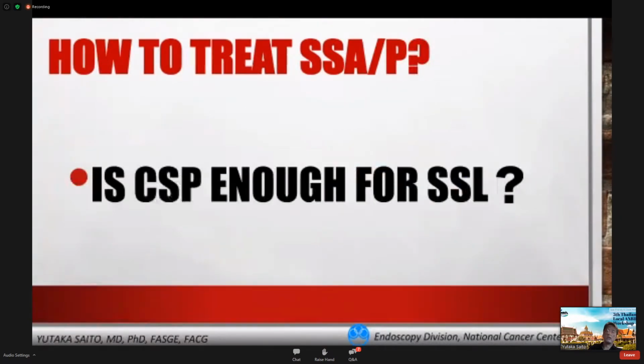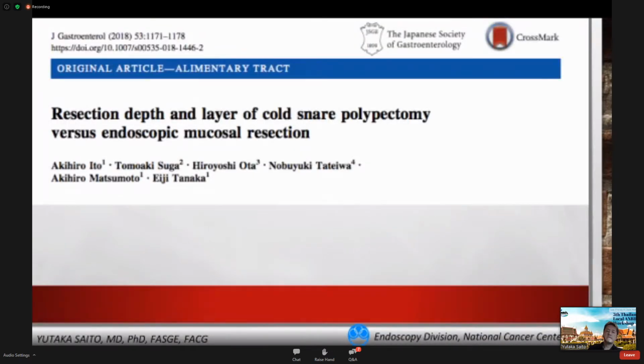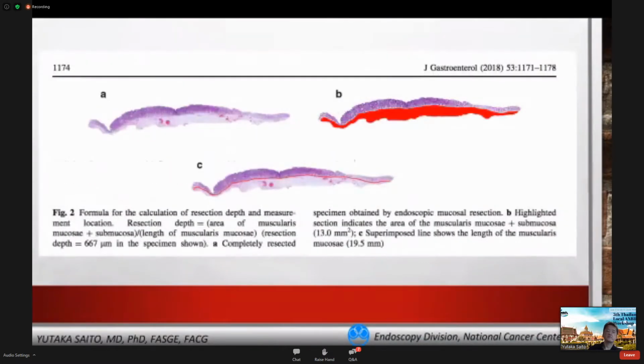And how to treat SSL? Is snare polypectomy enough for SSL? There are several papers. This is from Dr. Ito, on the resection depth and layer of cold snare polypectomy versus endoscopic mucosal resection using injection and cut using electrocautery units. They reported the depth of the submucosal layer could be shallow by cold snare polypectomy compared to hot snare EMR.